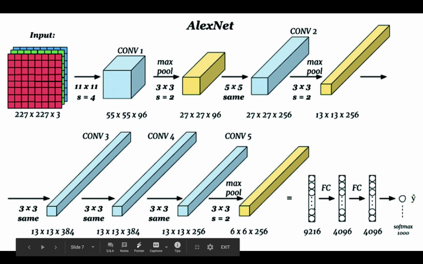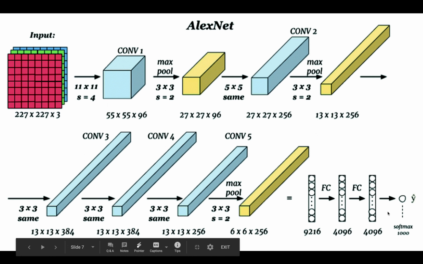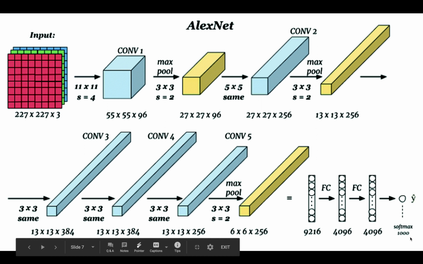After that they use two fully connected layers with 4096 parameters each, then a third. So they use three fully connected layers, and finally softmax to get 1000 outputs. The ImageNet dataset has 1000 classes, for example cat, dog, and other animals, so we need 1000 class outputs, and that is what we get.